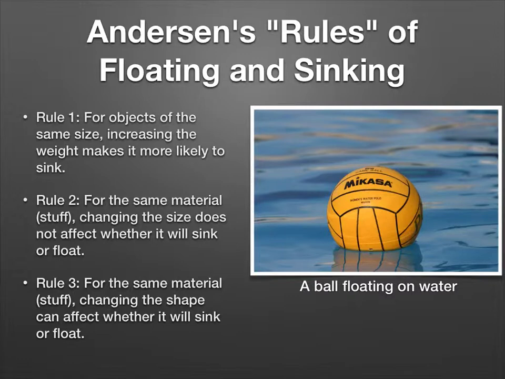There's three basic rules that we can use to explain why things float or sink. The first rule says that if objects are the same size, then increasing the weight makes it more likely to sink. The second rule is that if we have the same material or stuff, changing the size does not affect whether it will float or sink. And the third rule says that for the same material or stuff, changing the shape can affect whether it will float or sink. We're going to look at each of these rules individually.